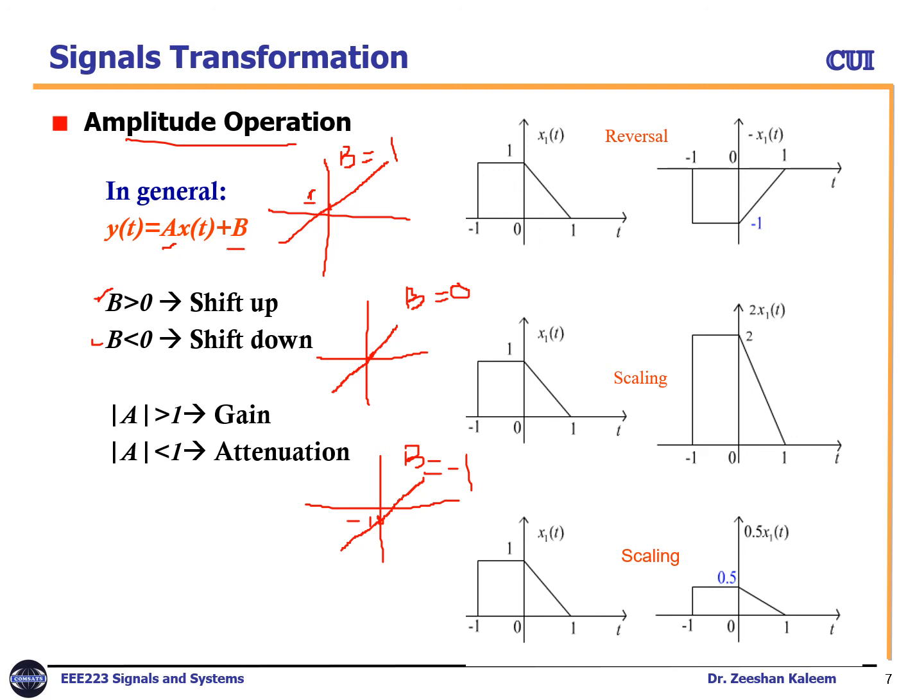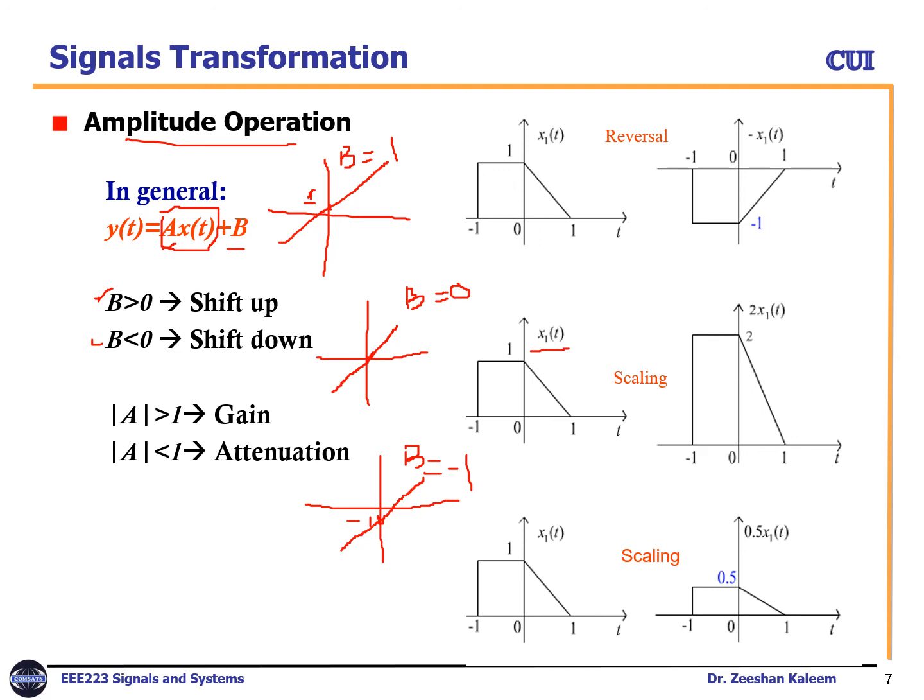The other one is the a x of t. We already discussed b. Now focus on the a x of t part. Here we have an amplitude scaling. If we have an amplitude a greater than 1, it is called gain. And if a is less than 1, it is called attenuation. Look at this equation. For example, you have an x1 of t signal.